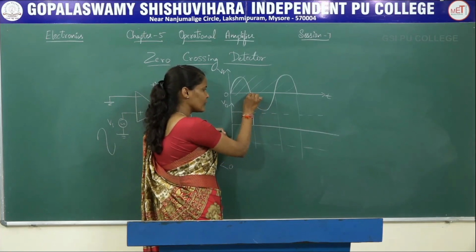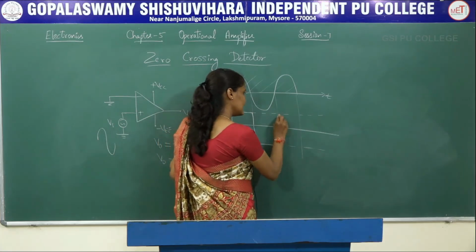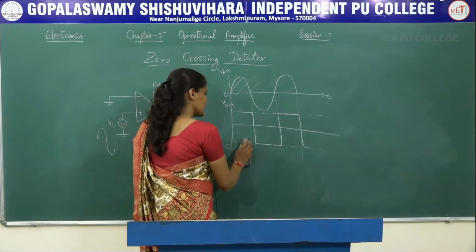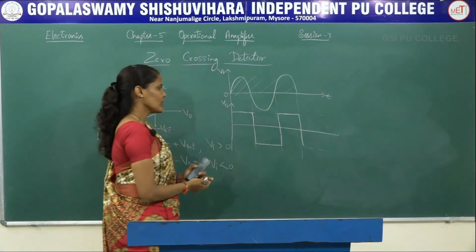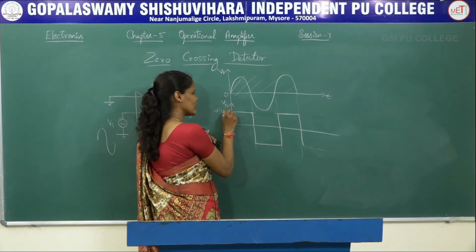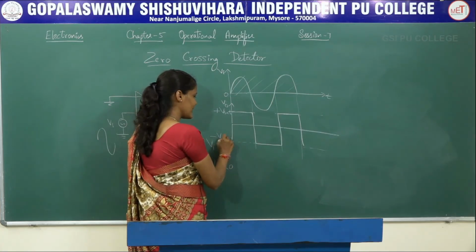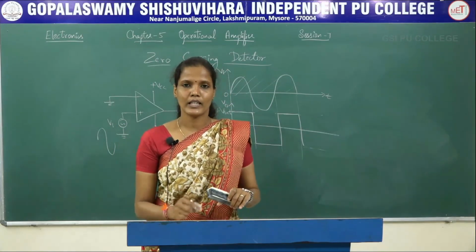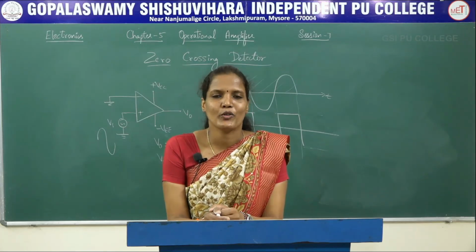So next if Vi is less than 0, then the output voltage will be minus V saturation. In the same way we get this kind of waveform. So this zero crossing detector can be called a circuit which produces a square waveform, because when Vin is greater than 0, the output voltage will be equal to plus V saturation, and if Vin is less than 0, then the output voltage will be equal to minus V saturation. So this is all about the zero crossing detector, which is one of the applications of a comparator circuit. Clear? Now it's time to have a look at part 2 of this session.